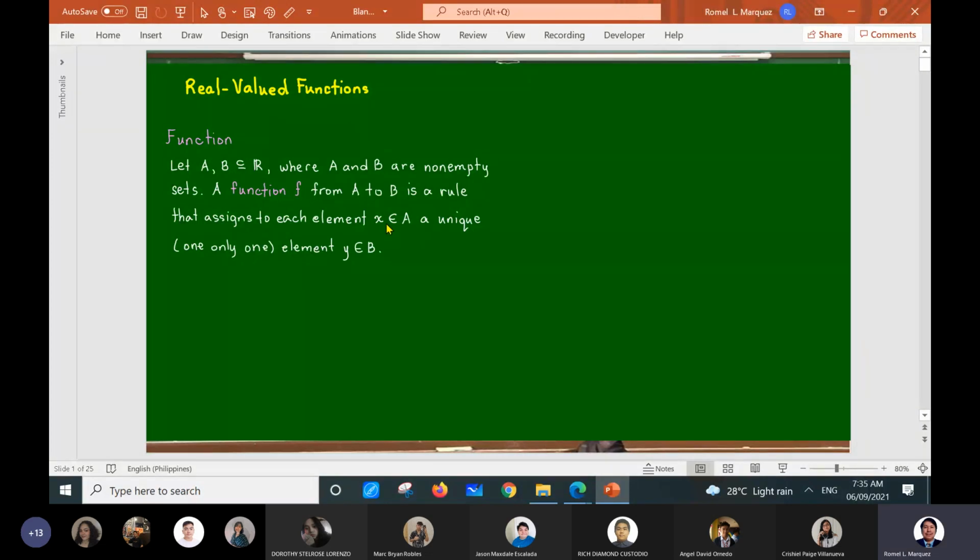Now we're going to restrict our sets A and B to what? To sets of real numbers, or subsets of real numbers, but the maximum set is the set of real numbers, okay? So mathematically, this is how we write it.